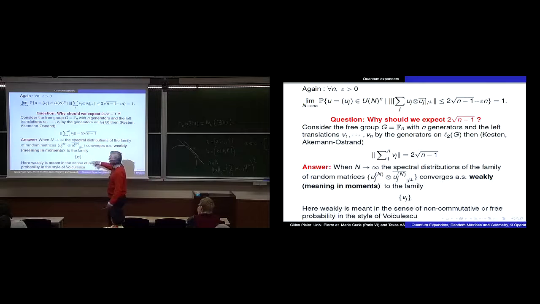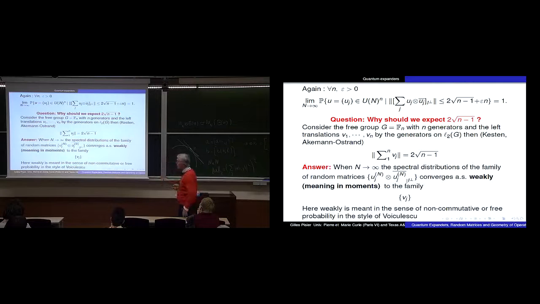So here, it turns out that the spectral distributions of these random matrices converge almost surely, weakly in distribution, or here in moments, you will see what it means, to this infinite-dimensional family V1, ..., Vn. So the J here corresponds to the J here, but we want to work with the collection. It's analogous to a limit in classical probability; they would call this a multivariate limit theorem, I guess.